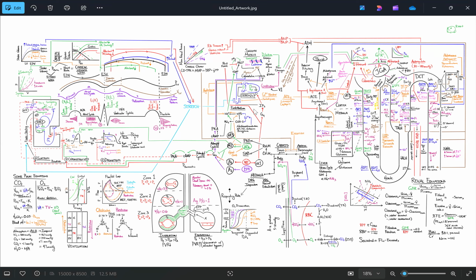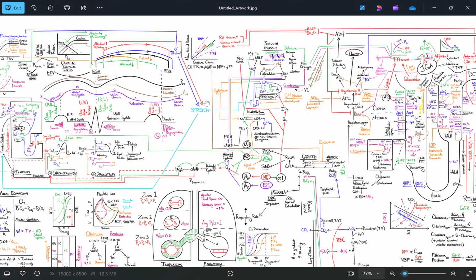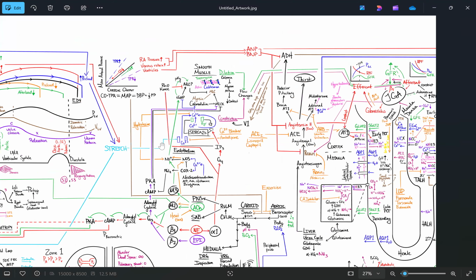And so just starting off, we'll start with the Wiggers diagram kind of on the left side of the whiteboard. Also note the frog in the upper right corner in honor of Dr. Talbot, who helped me a lot with this map.